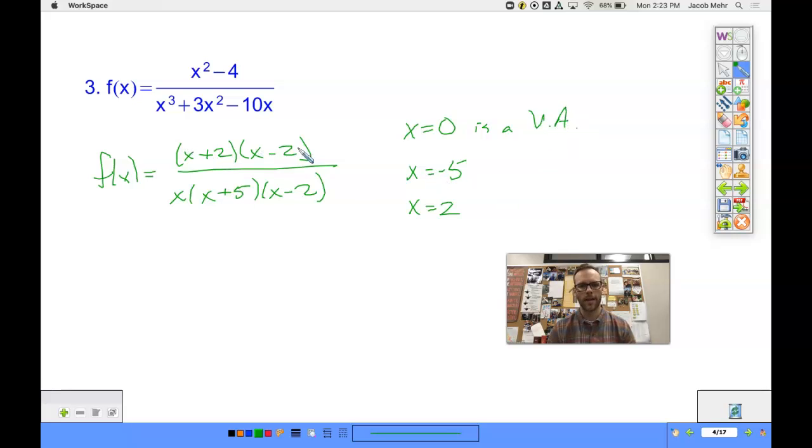-5 does not have a matching factor in the numerator. It is a vertical asymptote. But x equals 2 does have a factor there that it would cancel with. So that is a hole. Now how about -2? That would be an x-intercept. But I didn't ask for those. So hopefully you guys are doing fine with that.